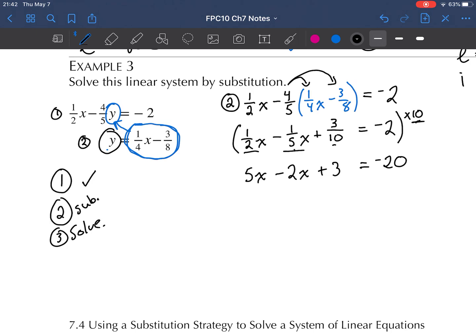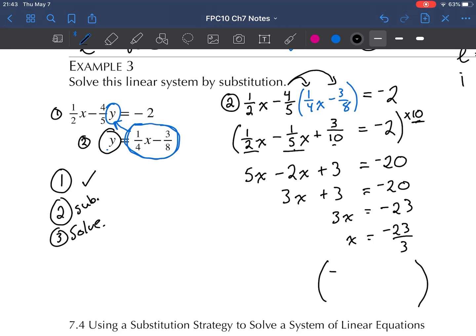All right, now this is pretty easy. 5x minus 2x is 3x. Plus 3 is equal to negative 20. 3x is equal to negative 23. And x is equal to negative 23/3. That's what x is equal to. Negative 23/3. And I leave that as a fraction. So the x value in my solution is going to be negative 23/3.